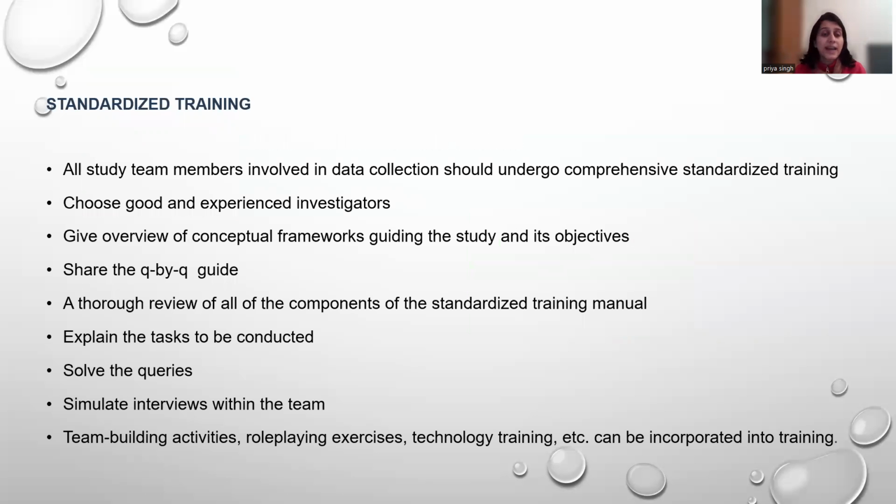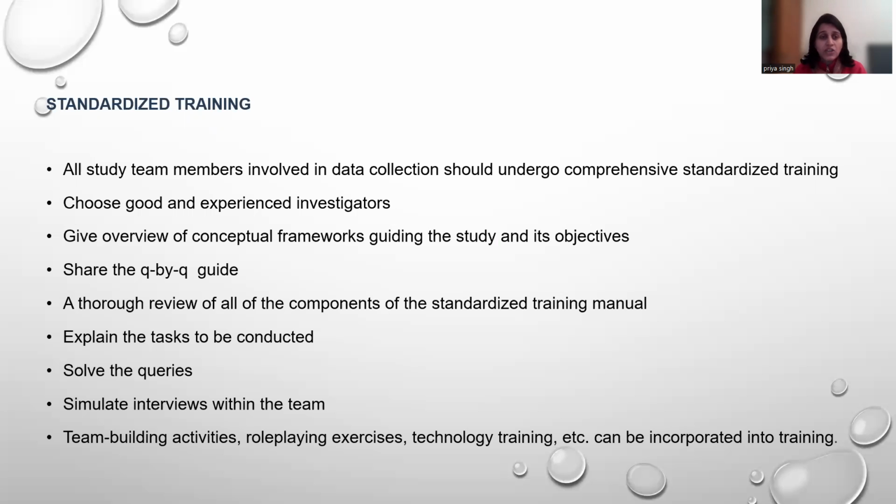Next step is standardized training. So all the study team members who are involved in data collection should undergo comprehensive standardized training. Always experienced and good investigators should be chosen. A conceptual framework of the study and its objectives should be told to the investigators, and a question-by-question guide should be shared with them. A thorough review of all the components of the standardized training manual should be done, and the tasks which they are expected to do should be explained to them properly. And if they have any queries, they should be solved.